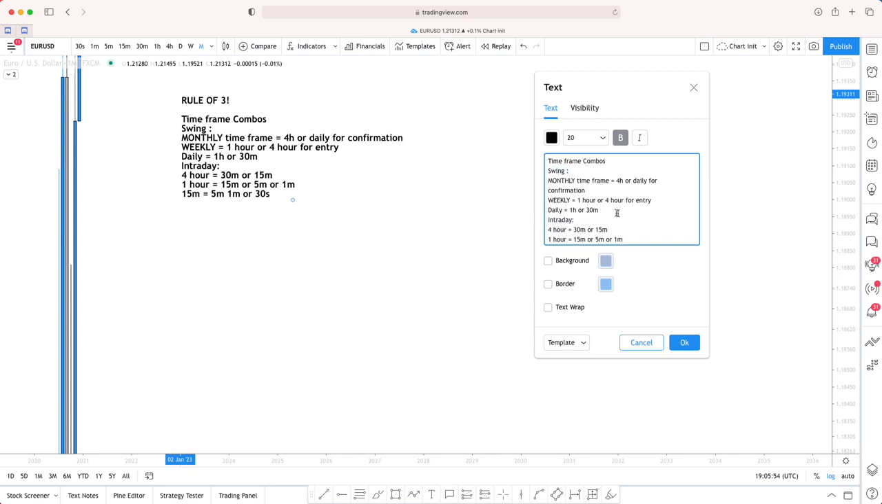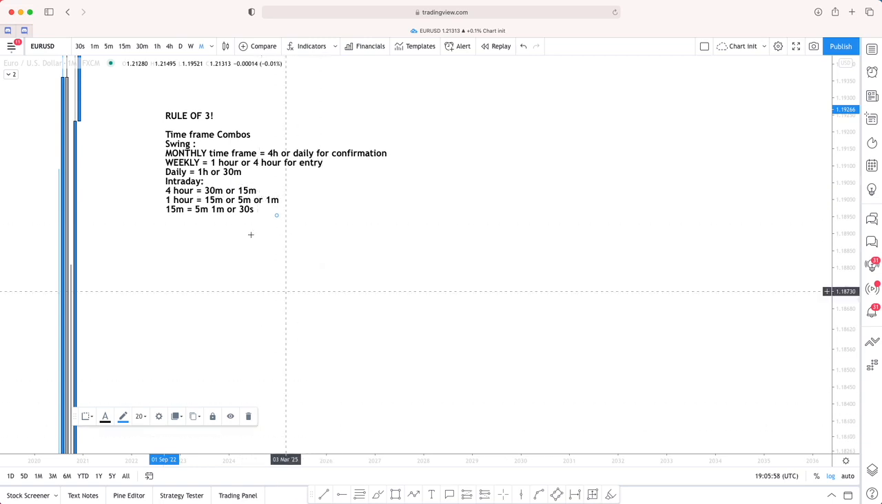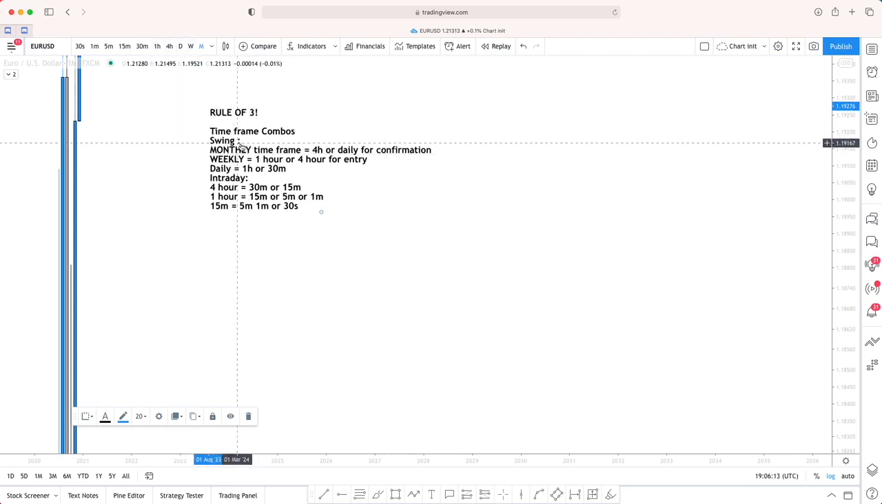And then intraday. There we go. So this is the rule of 3. You're going to count backwards. You find your time frame, count backwards 3: 1, 2, 3, skip 1, use the remaining 2. Weekly, count back 3: 1, 2, 3, skip 1, use the remaining 2. For your time frames, if you're swing trading, you're going to use the monthly time frame, 4 hour or daily confirmation. Weekly, you're going to use a 1 hour, 4 hour, and daily, you're going to use a 1 hour or 30 minute.